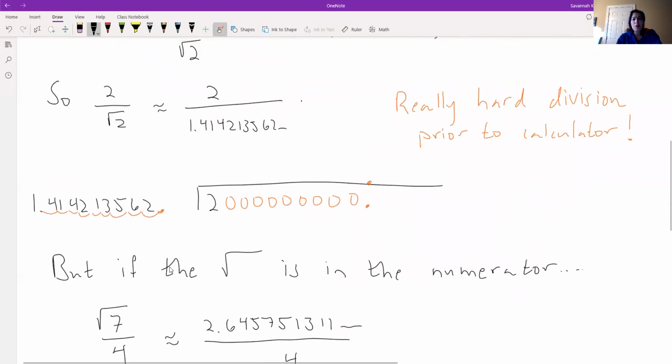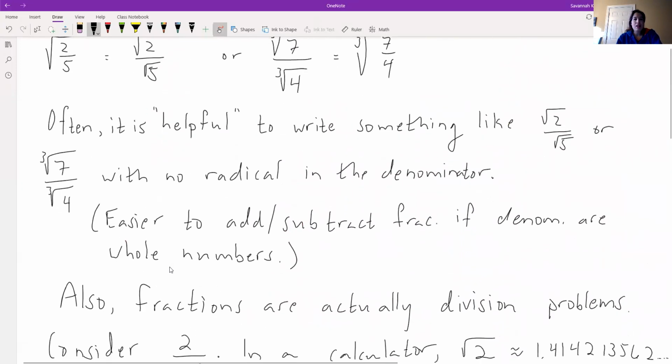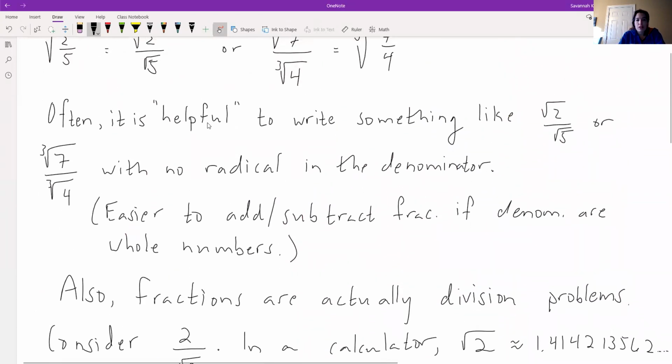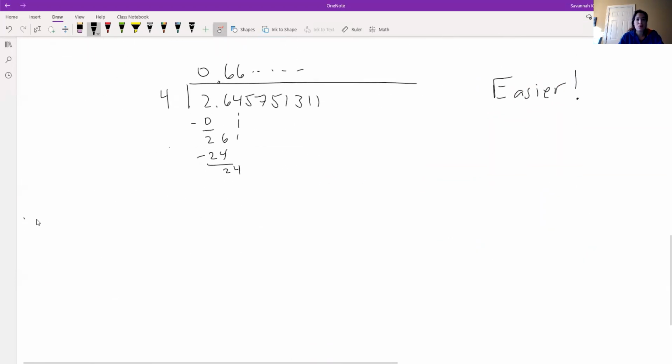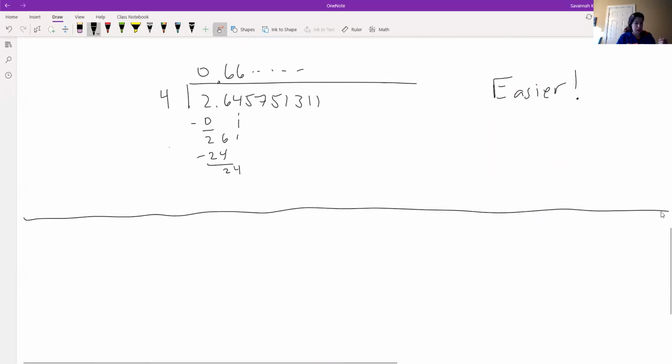So I really like how our textbook here uses the word helpful. A lot of times it's helpful to get rid of radicals in the denominator, but it's not necessary. So kudos to this author, Elaine.